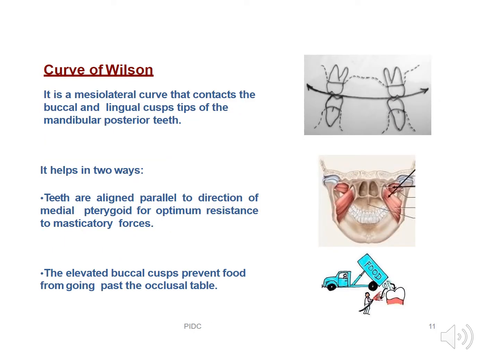The next one is the curve of Wilson. It is a mesiolateral curve that contacts the buccal and lingual cusps of the mandibular posterior teeth. It helps in two ways. Firstly, the teeth are aligned parallel to the direction of the medial pterygoid for optimal resistance to masticatory force. Secondly, the elevated buccal cusps prevent food from going past the occlusal table.